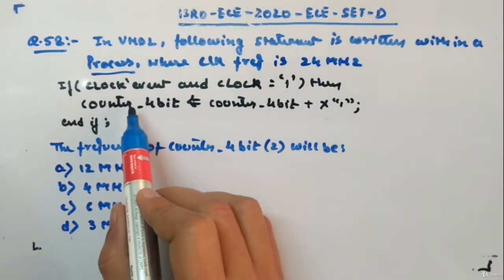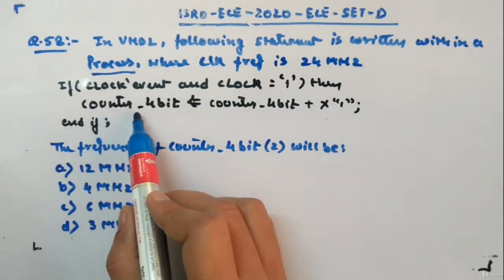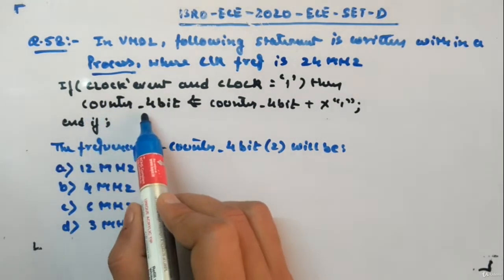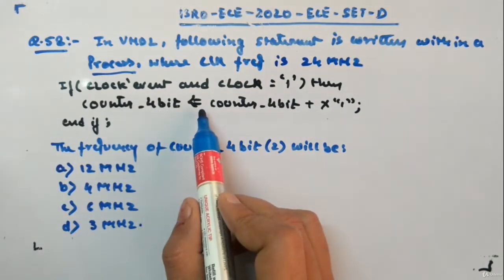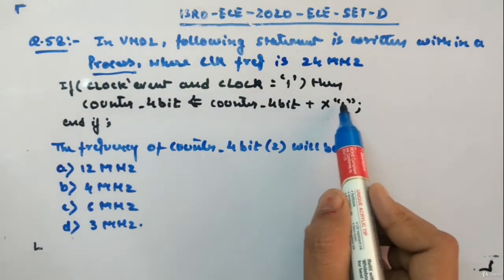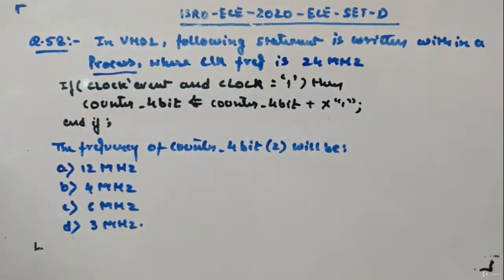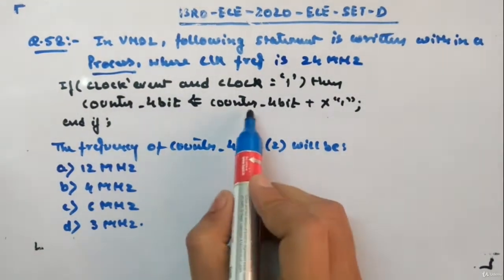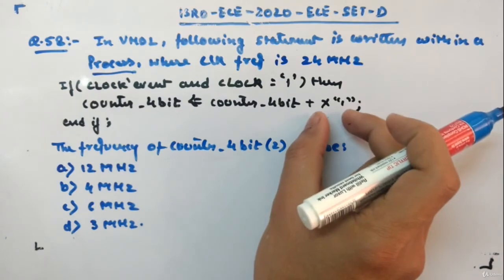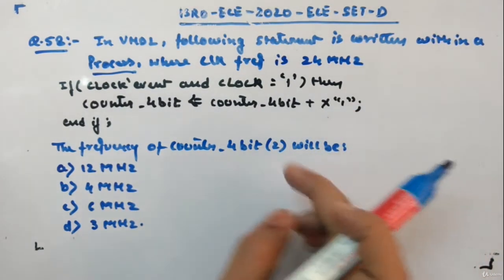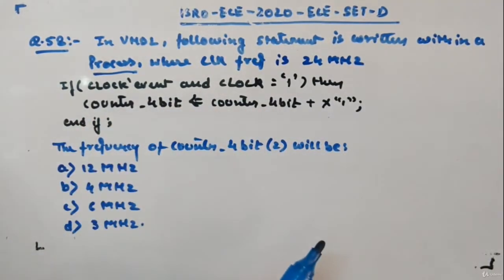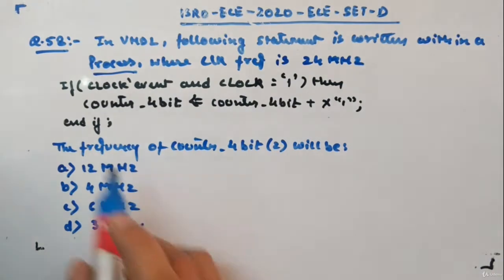Then what it will do: there is a variable called counter_4bit, and counter_4bit plus x"1", appended with 1. With the counter_4bit variable you are adding x"1", and you are storing the result in the same variable. That's the meaning of this line, and then you end the if.